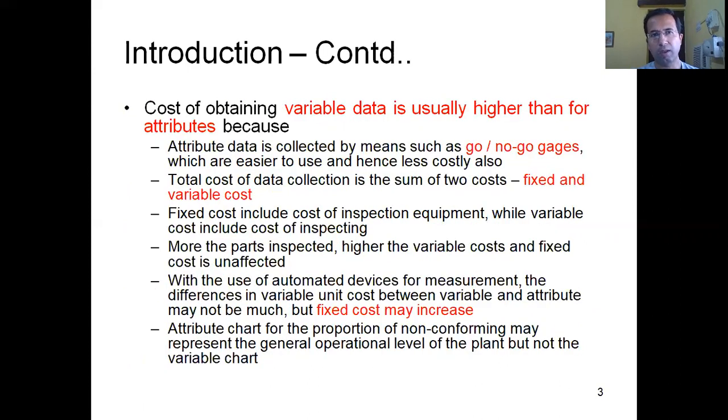So why do we go for variable control charts? The cost is generally high. This kind of comparison I'm going to do later when we talk about the control chart for variables. So I'm not going to follow these slides right now.